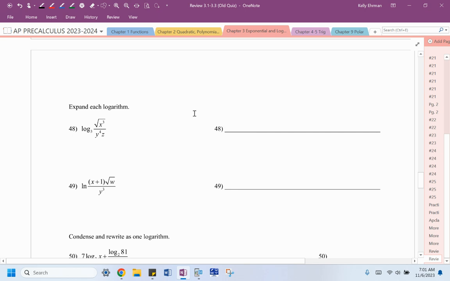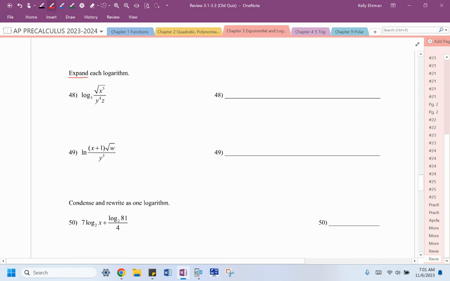Okay, expand each logarithm. Remember, you should have however many different variables or numbers you have, that's how many logs you should have. You can do this in one step if you want to. I'm just rewriting for this video. So this is log base 3 of x to the 3/2. Because we're dividing by both y and z, we're going to subtract each of those. Minus log base 3 of y to the 4th, minus log base 3 of z. Make sure you write the base number for all of these.